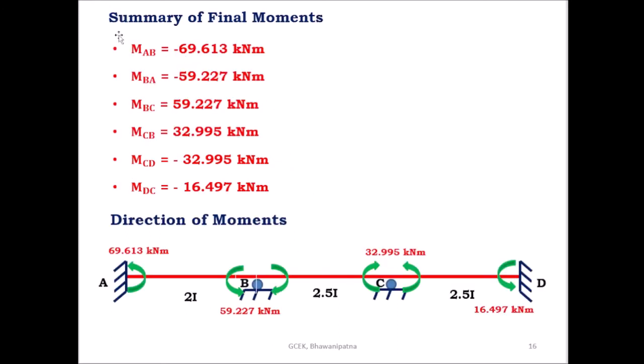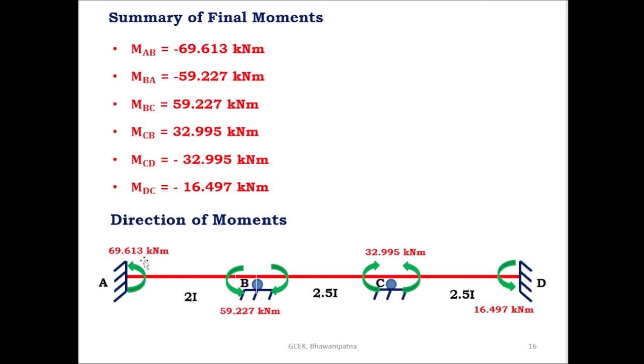So this is the summary of final moments. MAB minus 69.613 kilonewton meter, MBA minus 59.227 kilonewton meter, MBC 59.227 kilonewton meter, MCB 32.995 kilonewton meter, MCD minus 32.995 kilonewton meter, MDC minus 16.497 kilonewton meter. So these are the support moments, but you can check at support B or at support C, the net moment should be 0. So here you see, at support B, MBA plus MBC is 0, and at support C, the net MCB plus MCD is equal to 0.